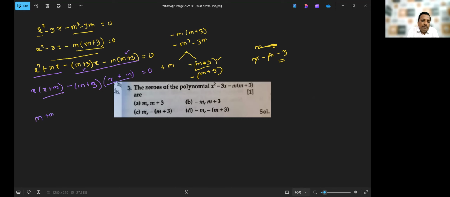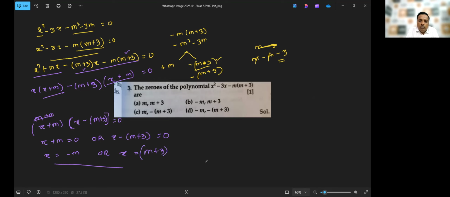x plus m in one bracket and outside x minus m plus 3 in another bracket is equal to 0. तो x plus m is equal to 0 और x minus m plus 3 is equal to 0. तो x is equal to minus m और x is equal to पूरा ब्रैकेट है m plus 3.